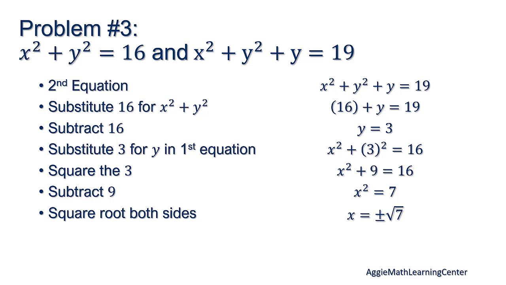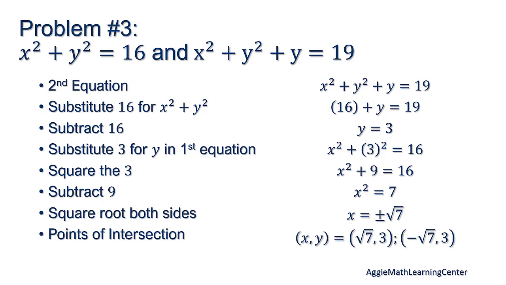Therefore, both the square root of 7 and the negative square root of 7 are x-coordinates that correspond to our y-coordinate of 3. Because there are two x-coordinates, we will have two solutions. Our solution set is therefore (root 7, 3) and (negative root 7, 3).